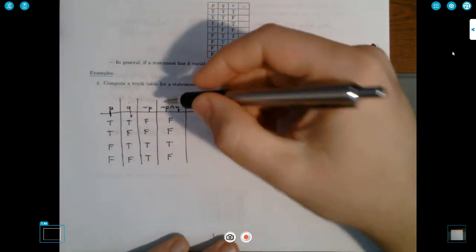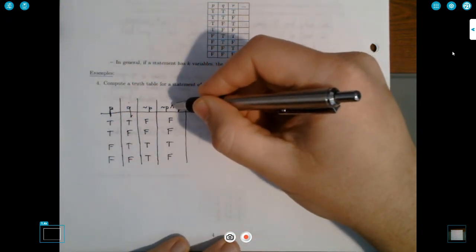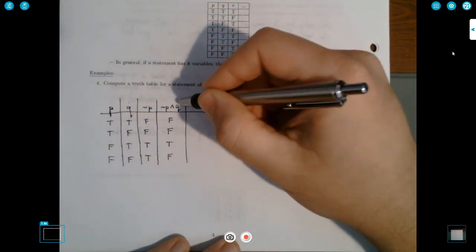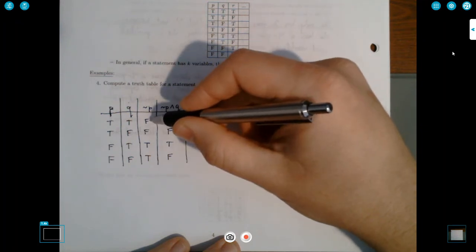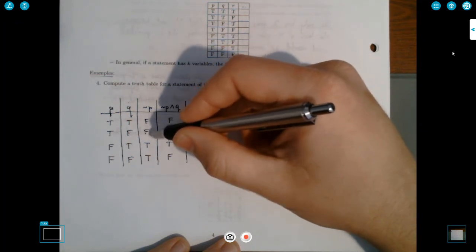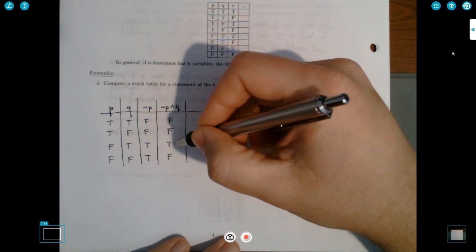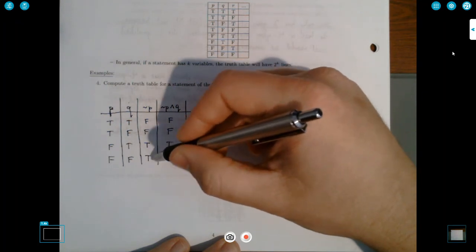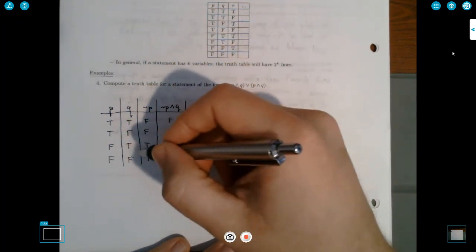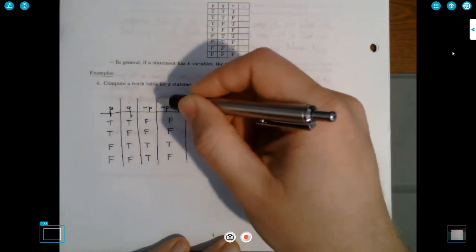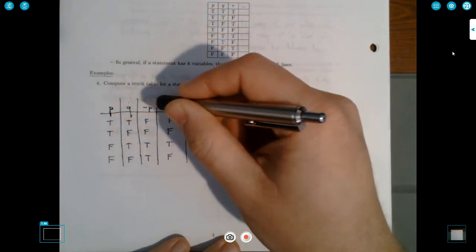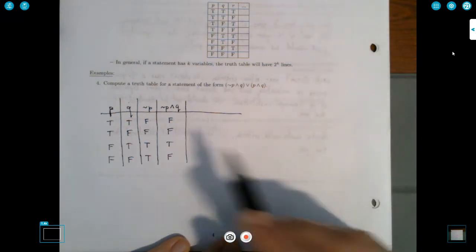So again, in order for a conjunction to be true, both statements have to be true. Here, one of them was false. Here, they were both false. Here, they were both true. So the conjunction was true. And here, one of them was false. Again, we're looking at these two columns, right? These two columns, not P and Q. Okay, now let's do this other conjunction, P and Q.